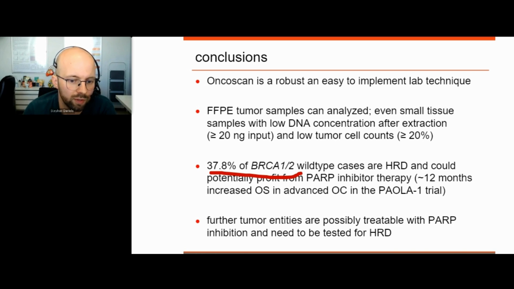Yann already showed the results from the PAOLA trial. And in the future, further tumor entities are possibly treatable with PARP inhibitor therapy.